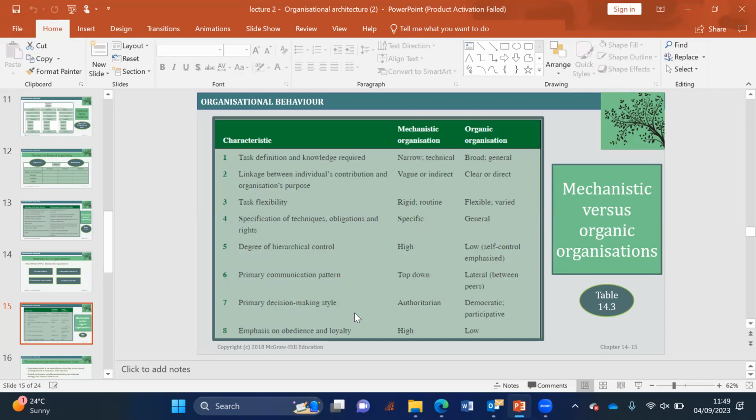Task flexibility, there's no flexibility, or it's rigid. There's not a lot of flexibility in mechanistic. However, in organic organizations, there is flexibility. Specification of techniques is specific in mechanistic and general in organic. The degree of control is high in mechanistic and low in organic. So in organic organizations, there's not a lot of control because people are self-managing. This is the main differences between the two.